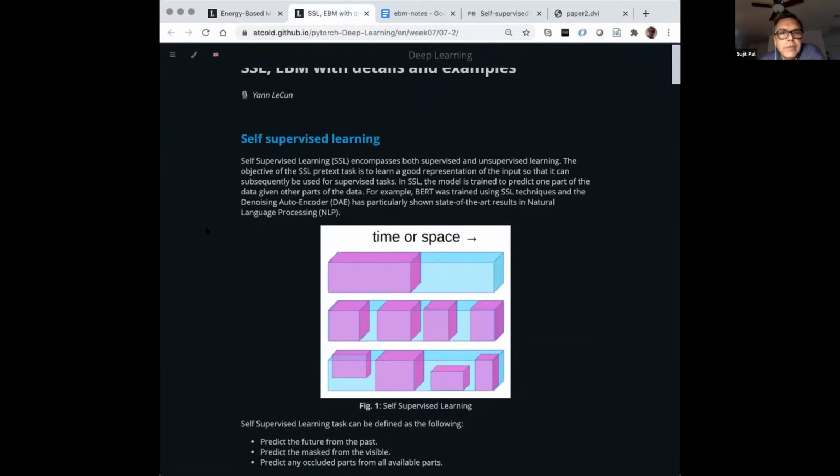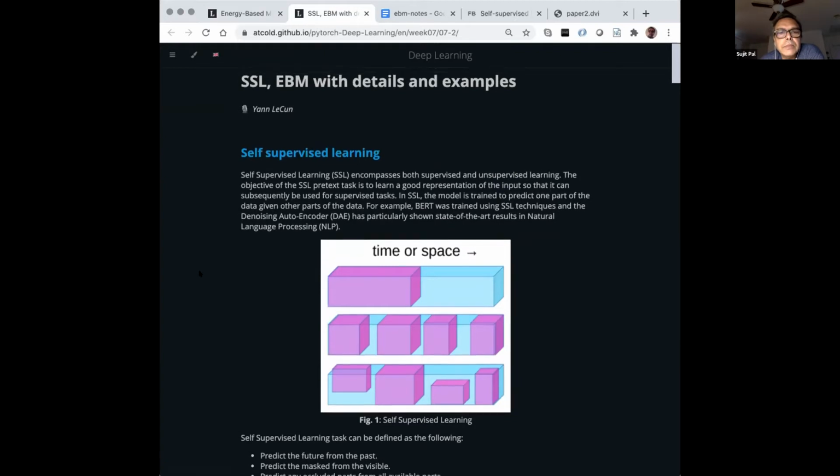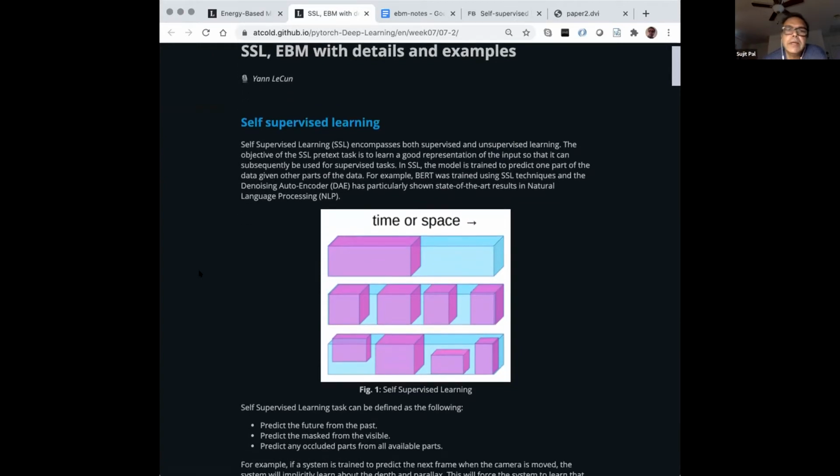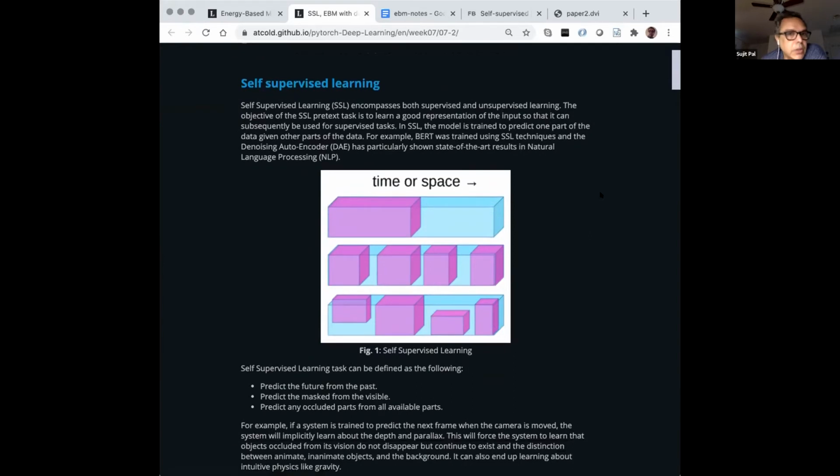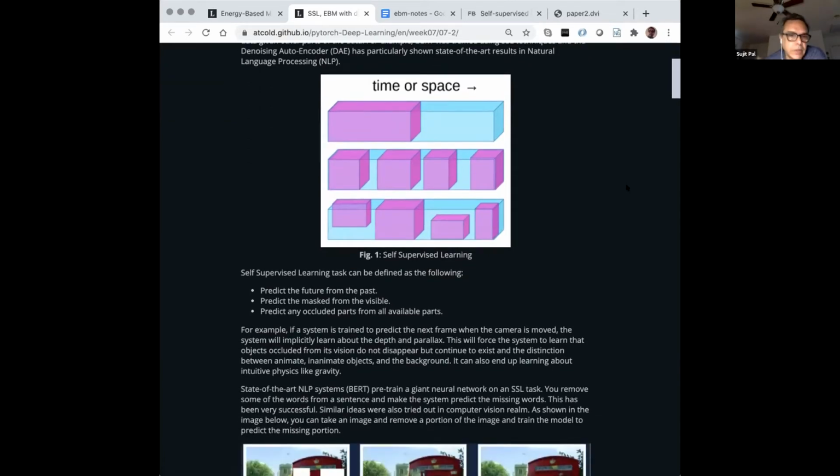So he talks about self-supervised learning, which used to be called unsupervised learning, and the objective of self-supervised learning here is to learn a good representation of input given massive amounts of input. For instance, BERT is an example of self-supervision. Obviously, we all know that. And the denoising autoencoder, which is an older architecture, is also an example of self-supervised learning. In fact, he goes into a bunch of different things that you can think of as self-supervised learning as well.